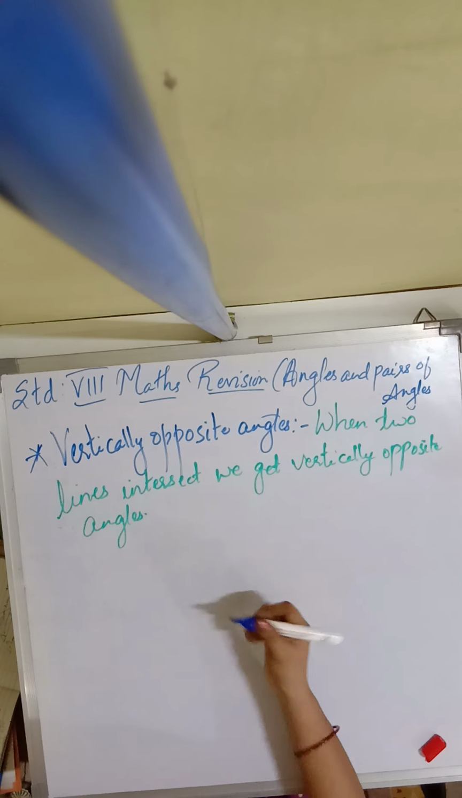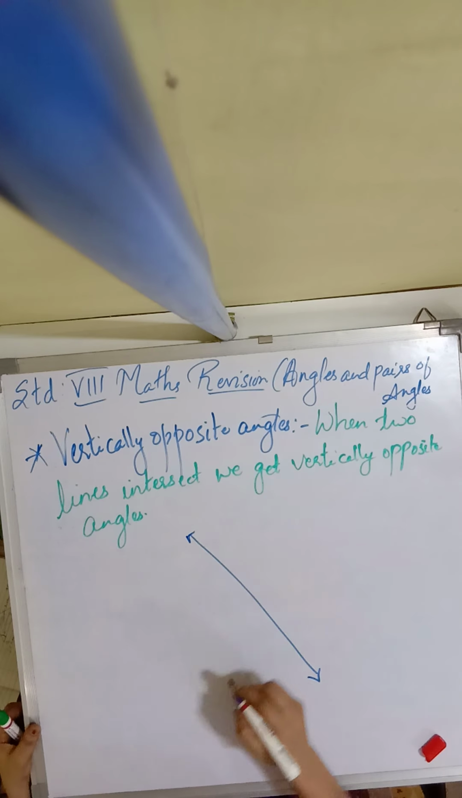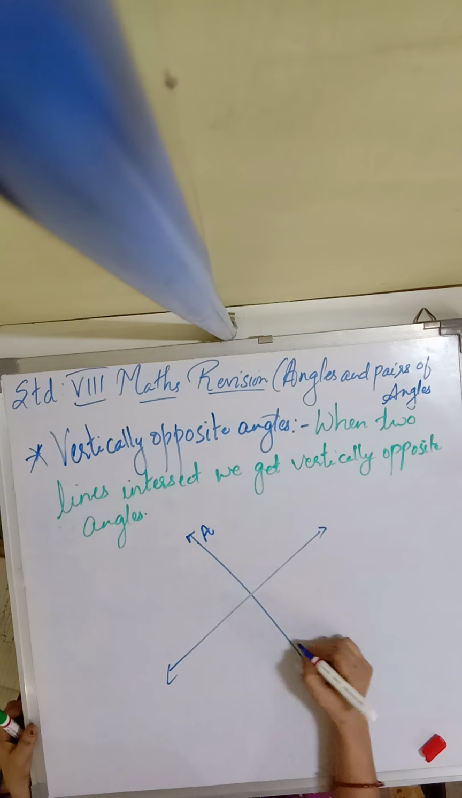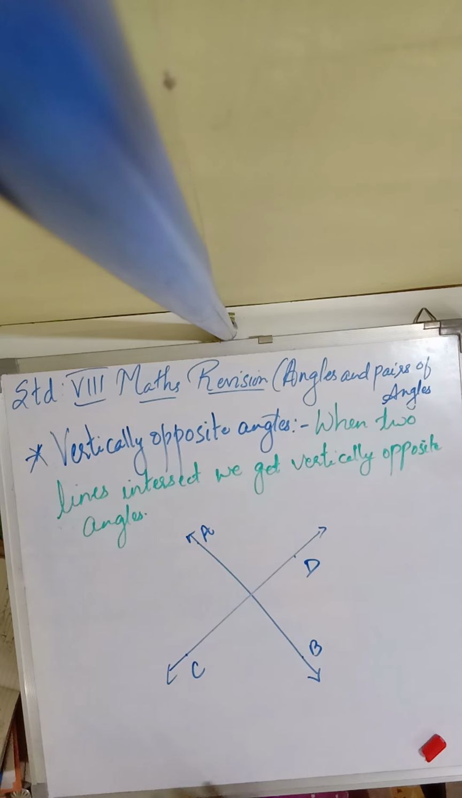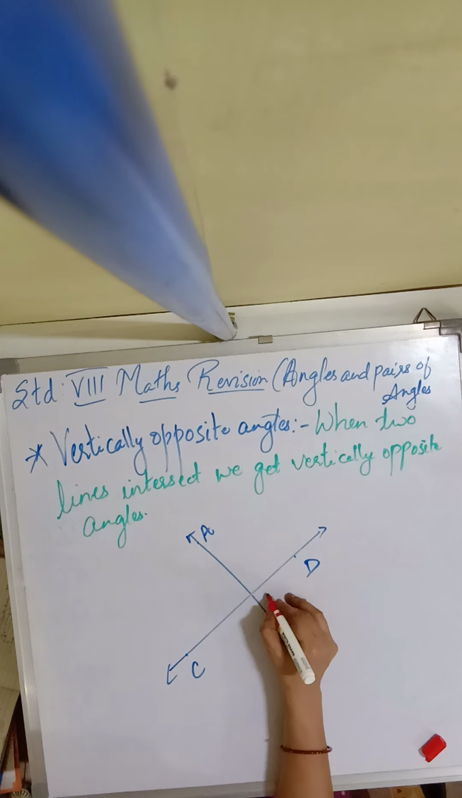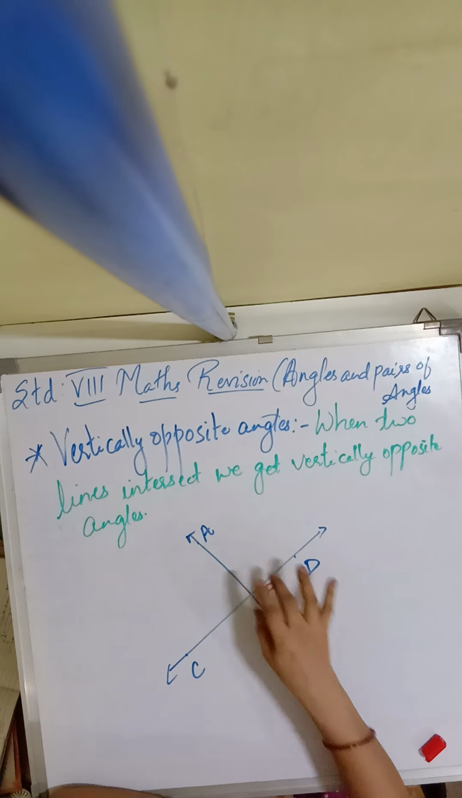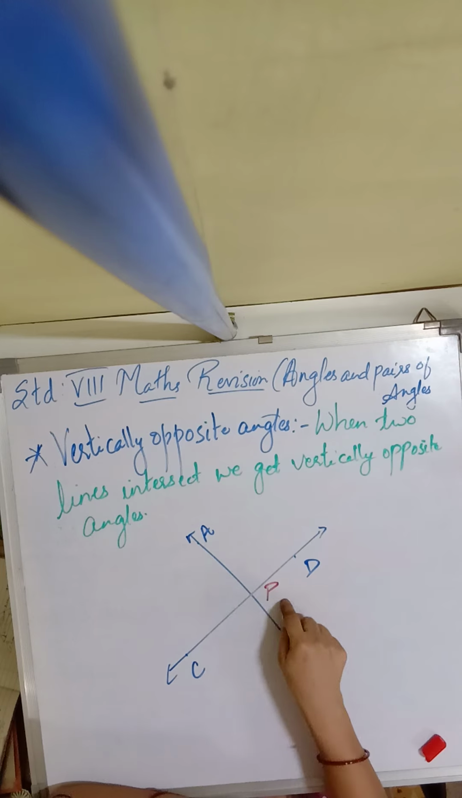Say for example, I am drawing a rough figure. Suppose I am drawing this one line, and I am drawing this second line. Now I name this line as AB and this line as CD. Okay children, now you can see that both the lines are intersecting at one common point, say I name this point as P. Since both the lines are intersecting at one common point P, how many angles are forming? 1, 2, 3, 4.